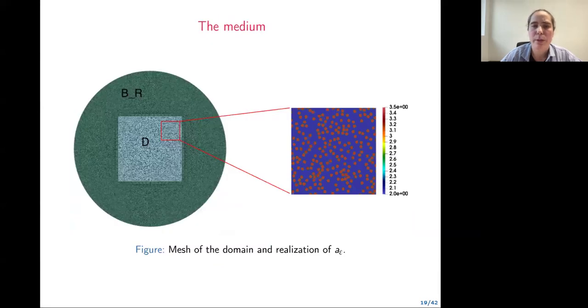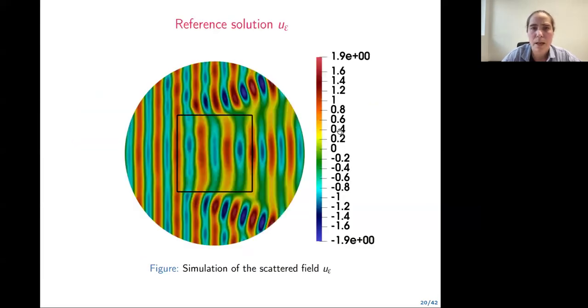So I'm going to just show you some numerical simulations that we did to validate those first results. So here, I plot the mesh of the domain that we consider. BR is the ball on which we apply the DtN operator. D is the medium inside which you have the tiny scatterers. Here, you have one realization in this square of A epsilon. And first, we compute our reference solution U epsilon. So here we had a plane wave that originated from the left and is scattered by our medium.